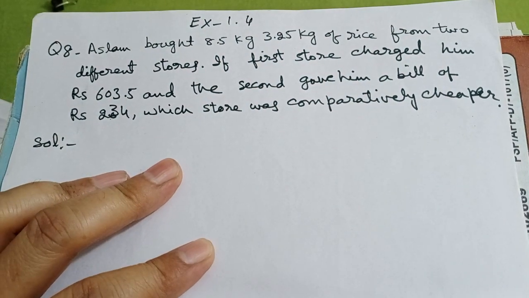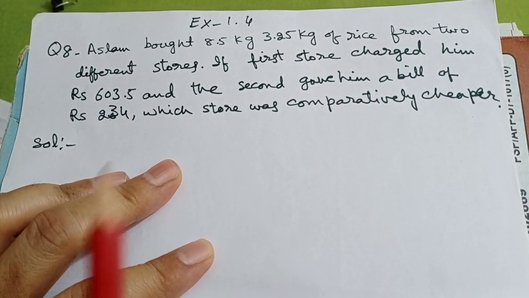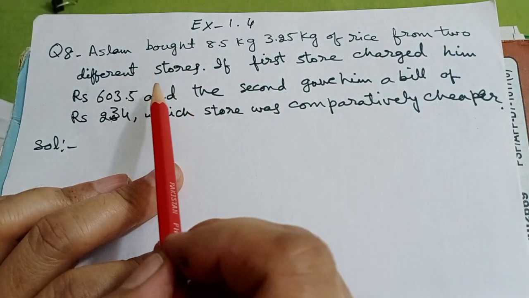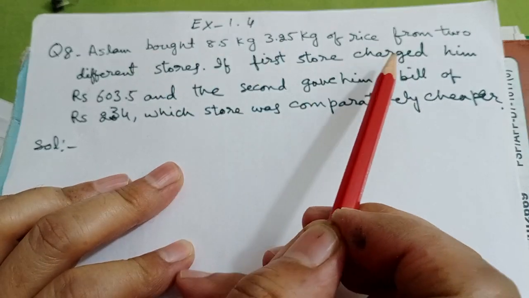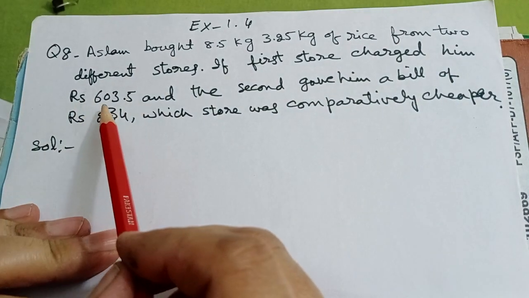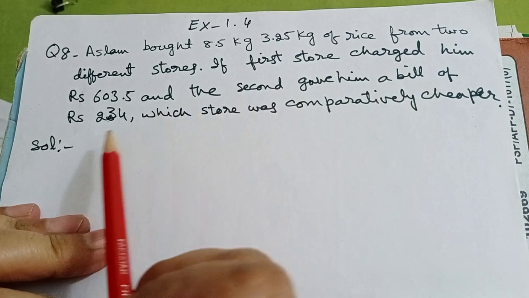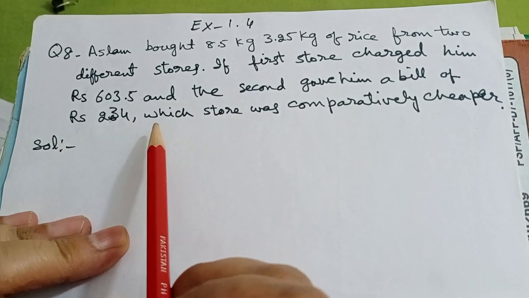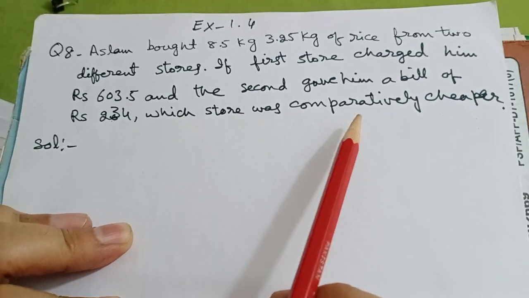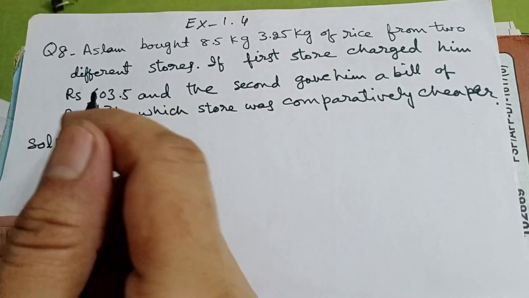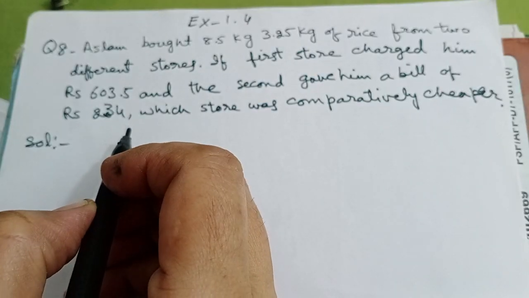General Mathematics for class 9th, exercise 1.4, question number 8. Aslam bought 8.5 kg and 3.25 kg of rice from two different stores. If the first store charged him rupees 603.5 and the second gave him a bill of rupees 234, which store was comparatively cheaper? We have to solve this ratio.